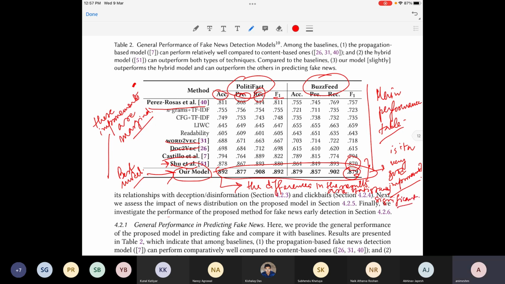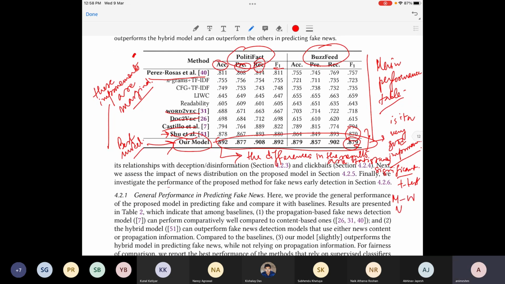Okay, so you have to perform something called a statistical significance test in order to show that although the improvements are mild, they are significant. Usually people use t-test or Mann-Whitney U-test. These are statistical tests which tell you whether the results that you obtain here and the results that you have obtained from the most competing baseline, in this case Shu et al., are significantly different or not. If they are significantly different, then even such mild improvements are important improvements.